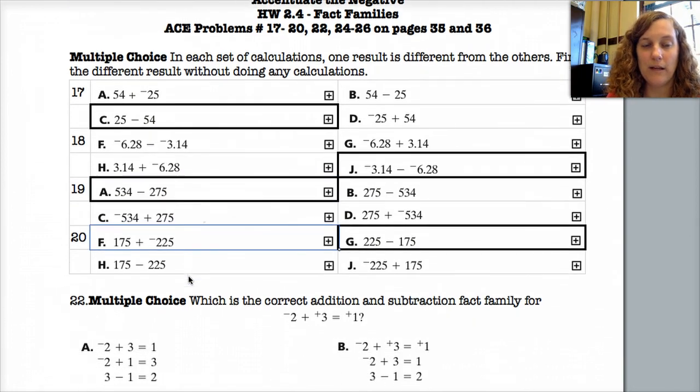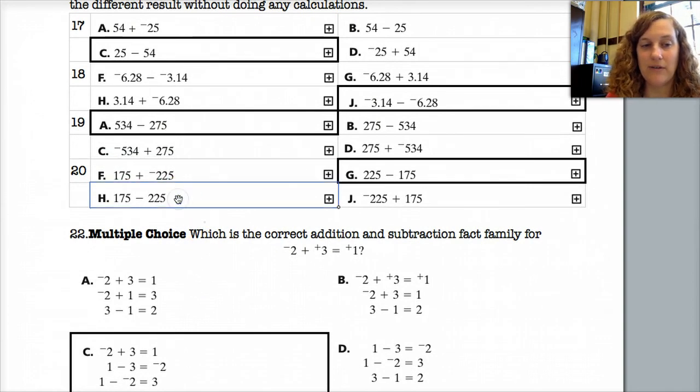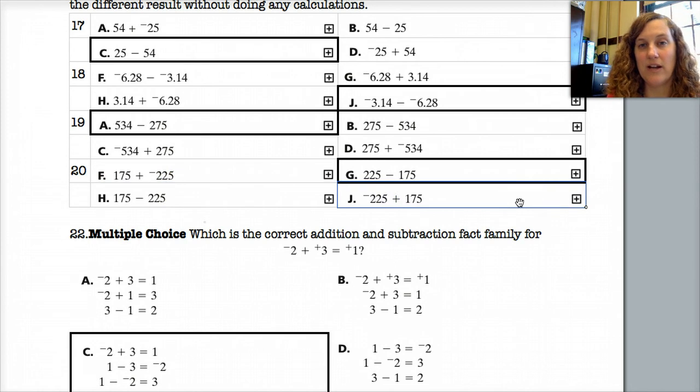For 20, F is 175 plus a negative 225, so now we know that'll be the same as 175 minus a positive 225, which is also the same as swapping the order to a negative 225 plus 175. So that leaves G as being the wrong answer.